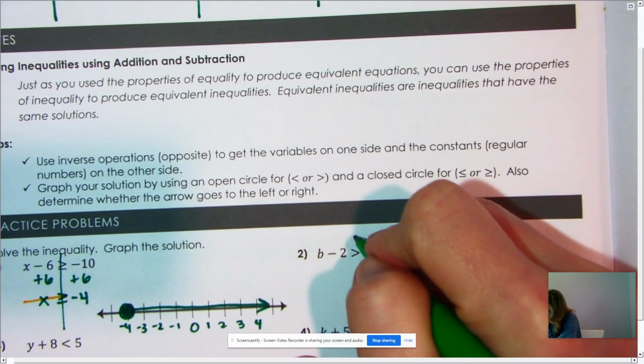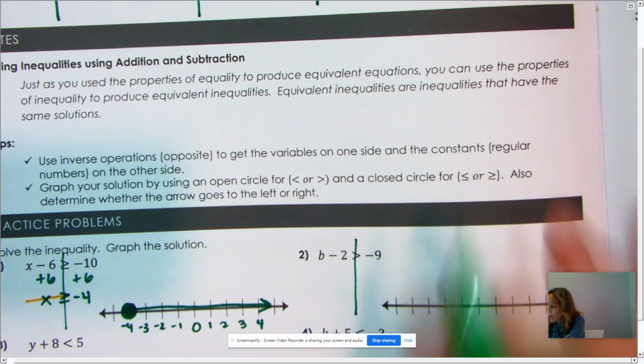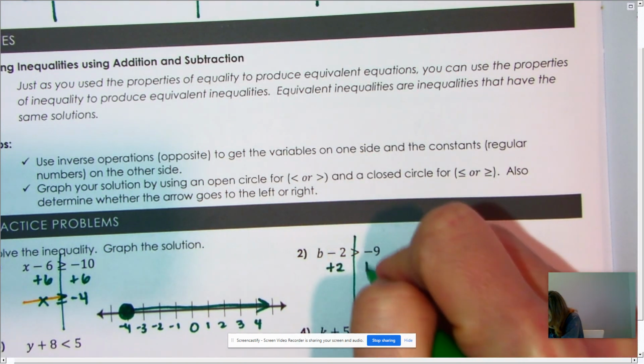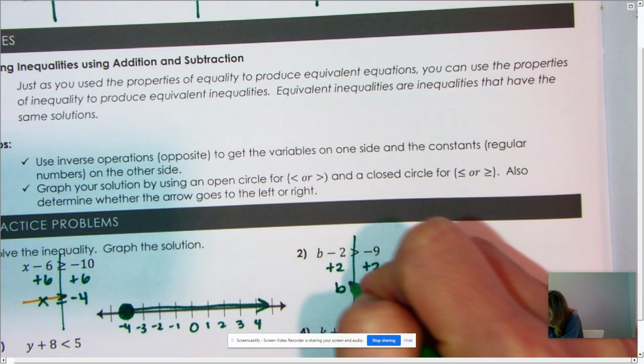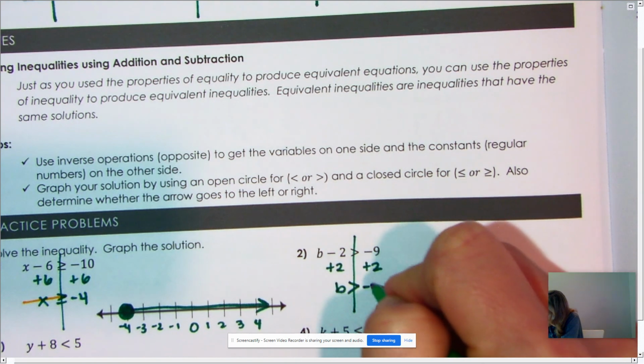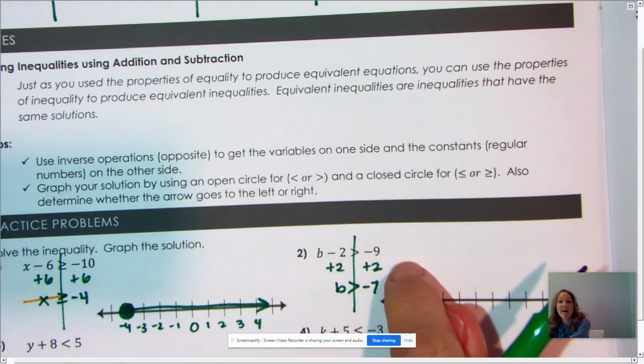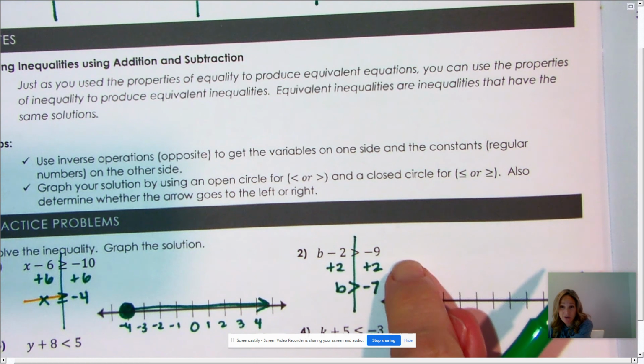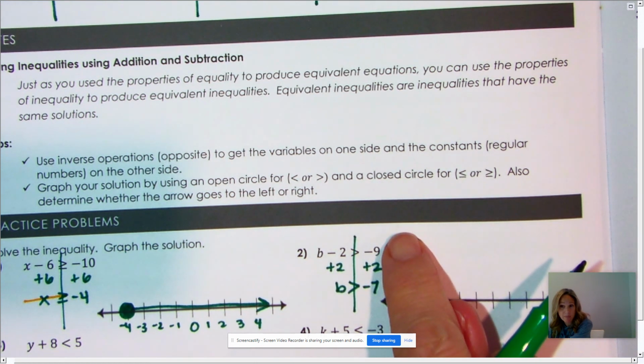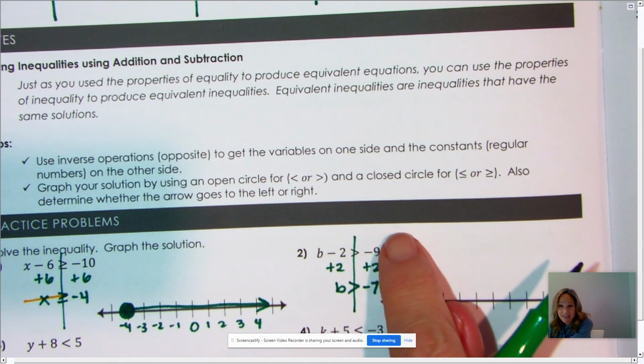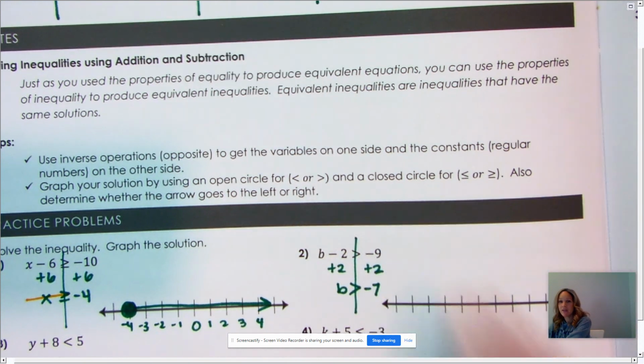Okay, next question. If I want to get rid of this minus 2, I'm going to add 2 on both sides. So b is greater than negative 7. Remember, when the signs are opposites, they cancel. So 9 take away 2, there would be 7 extra negatives. You could say, who's winning, the positives or the negatives? The negative team is up by 7, okay?